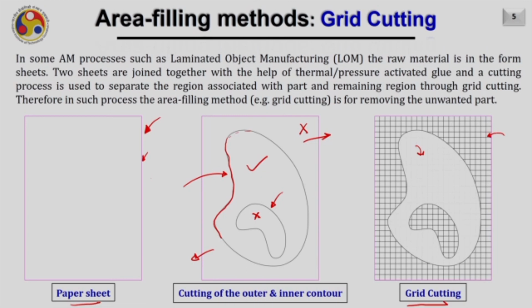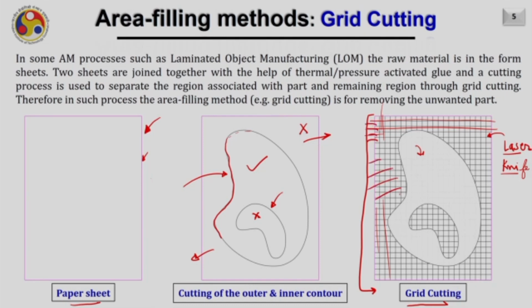And how do we do that? We usually perform a grid cutting operation. Grid cutting is nothing but the combination of X passes and Y passes. And of course, these passes are associated with the cutting operation such as laser or knife. After completion of these grids, we can easily observe that the user can easily remove these grids later on, so that we can get the outer periphery corresponding to the desired object.